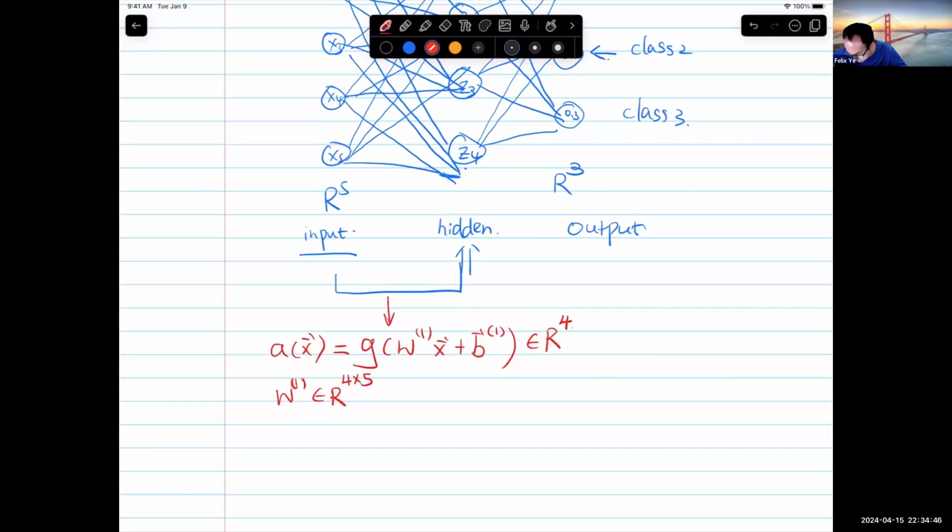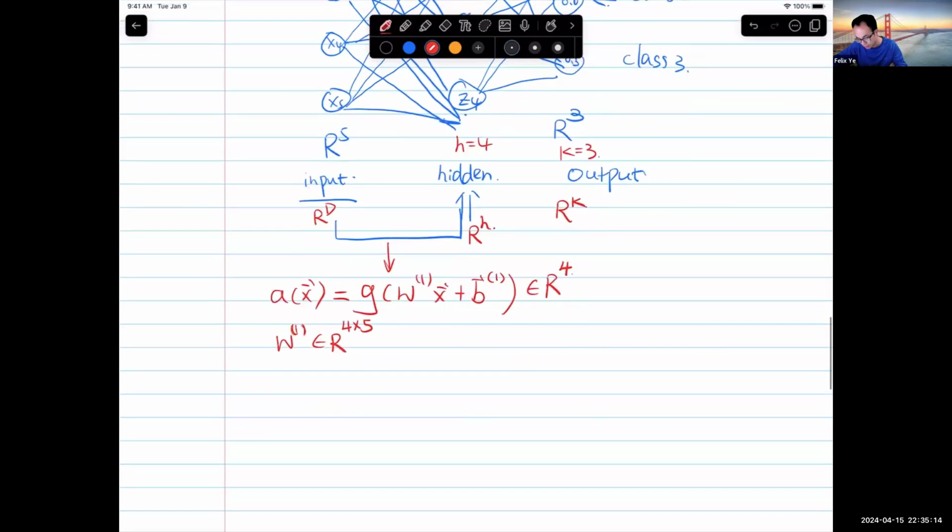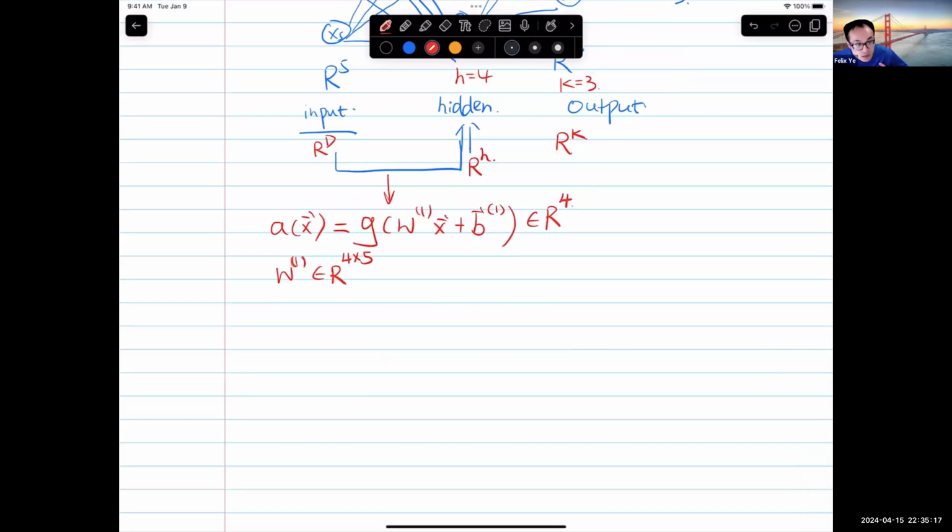You can think about this as R^D, so this is my input feature. This is R^K, which is the number of labels. In the middle, I'm going to call it R^H, where H is the number of hidden neurons. In this case, D is equal to 5, H equal to 4, K equal to 3. So this W1 has a dimension of H by D.